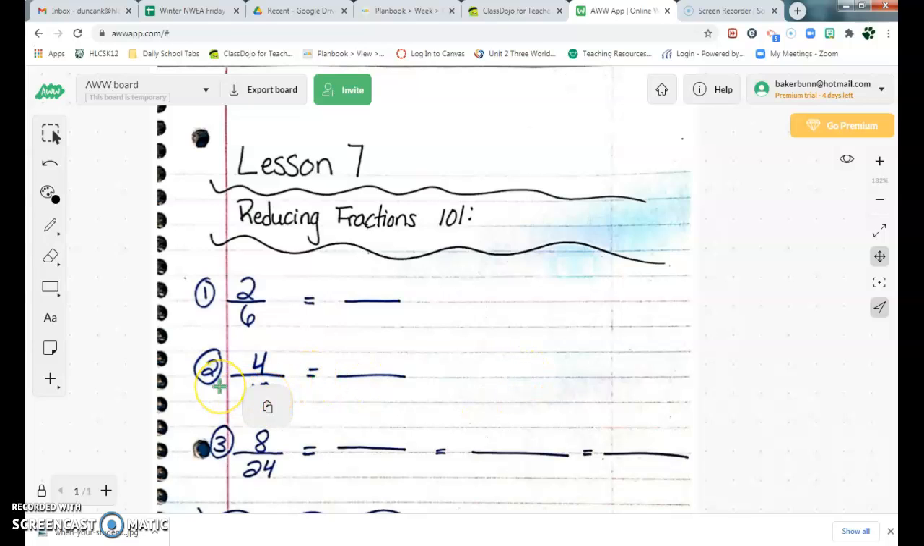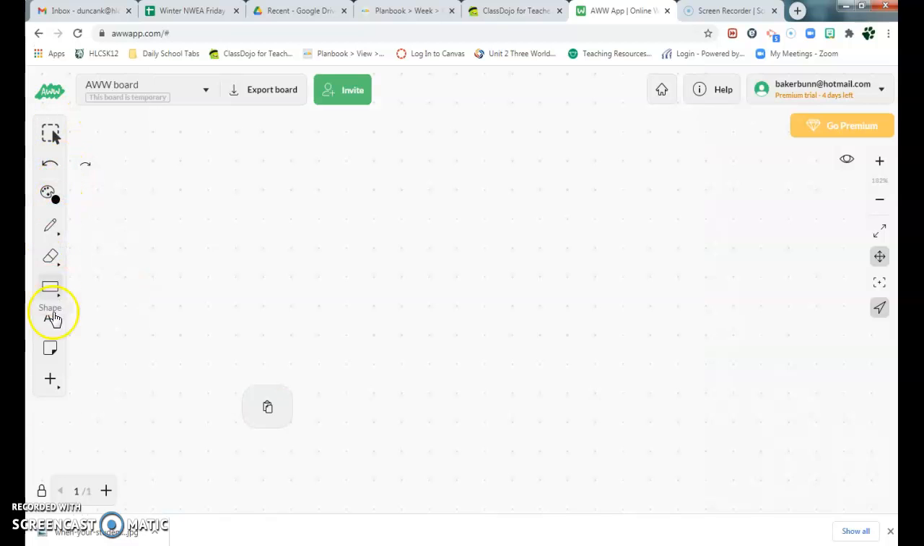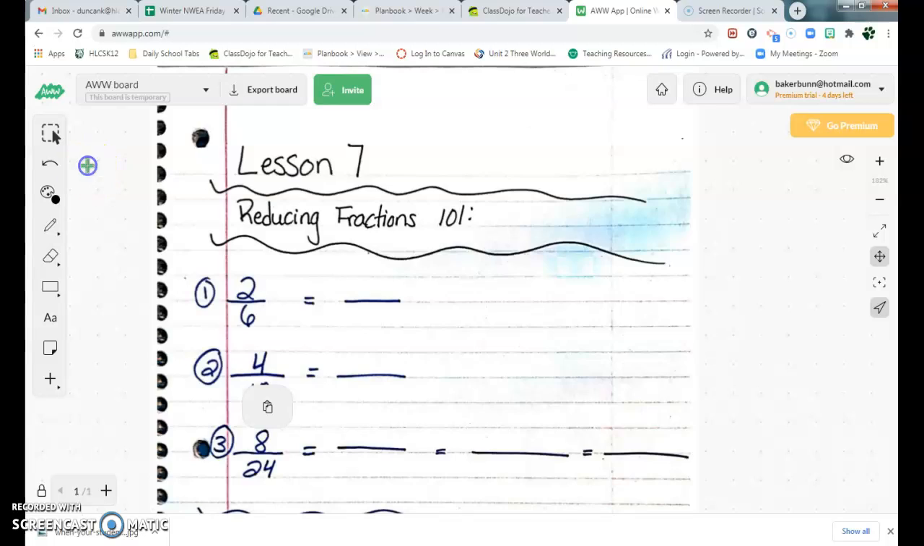So I have, let me see here, I just need to get rid of that. Oops, I don't want to do that. Oh, I'm sorry guys, give me just a second here.